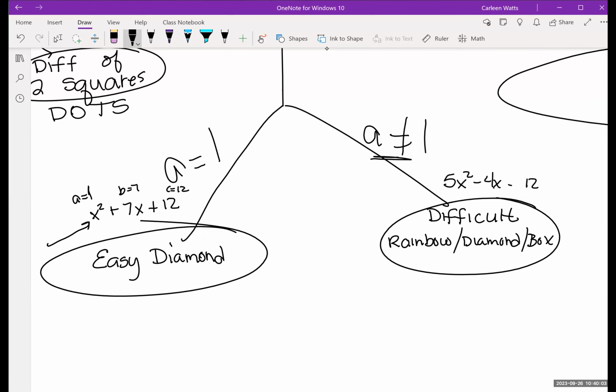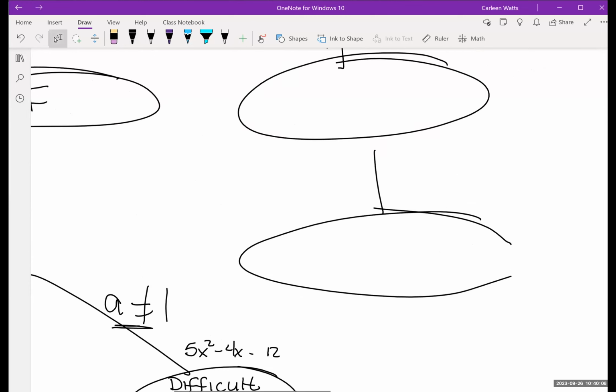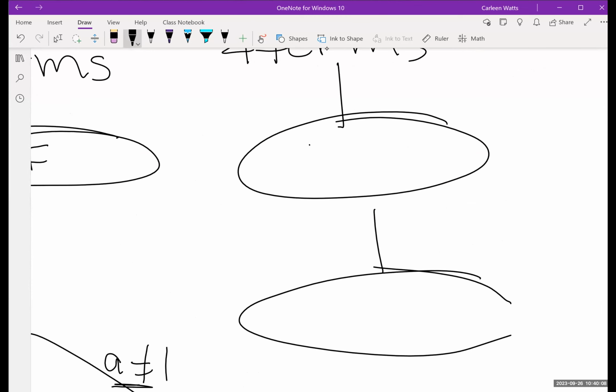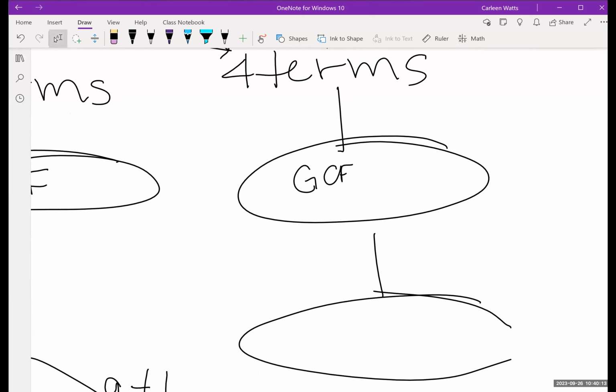So what if it has 4 terms? Step 1, check for a GCF. Now, with 4 terms, we're going to try a box. I'm the only one that calls it box. If you're looking for videos, this is factoring by grouping. That's what the rest of the world calls it.